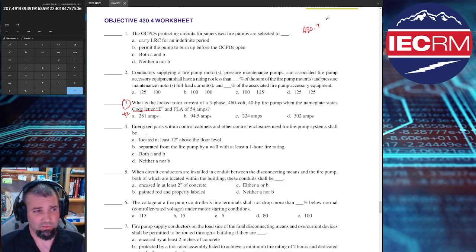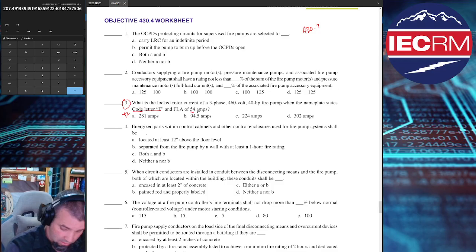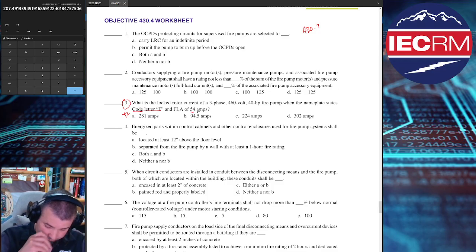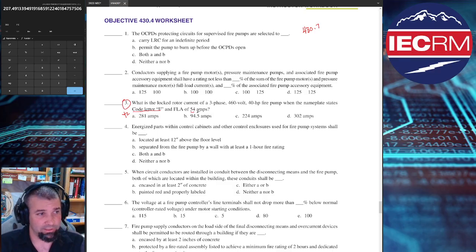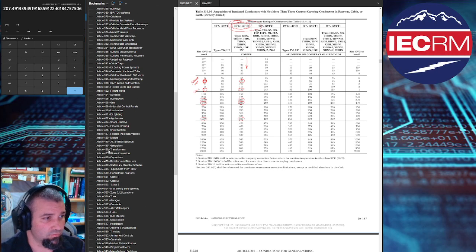It says, what is the locked rotor current of a three-phase 460 volt 40 horsepower fire pump when the nameplate states code letter F and an FLA of 54 amperes? Okay, what we need to do here is figure out what that code letter F means. So we're going to cruise over to 430.7 and get a little bit of information.